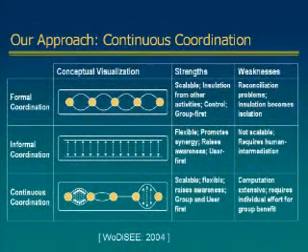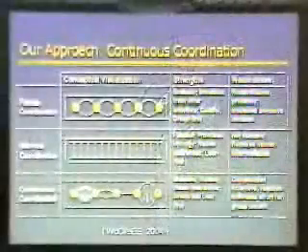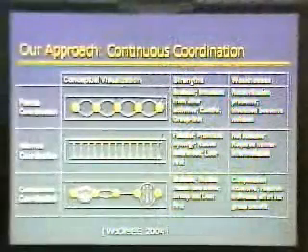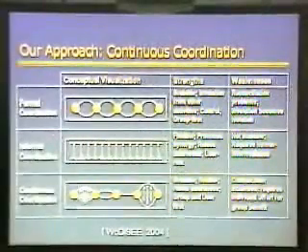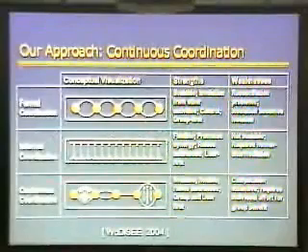So our approach is something called continuous coordination. In formal coordination, we have specific synchronization points, and that's only when people come together and reconcile their changes. Here, in informal coordination, information is continuously passed. We say both of these have weaknesses. How about we combine both?